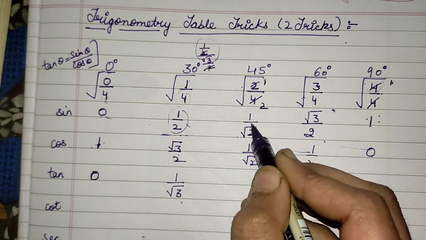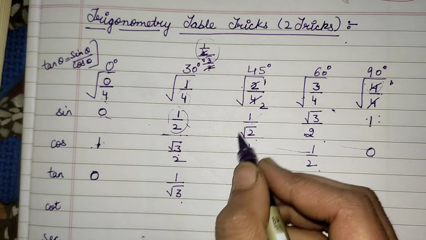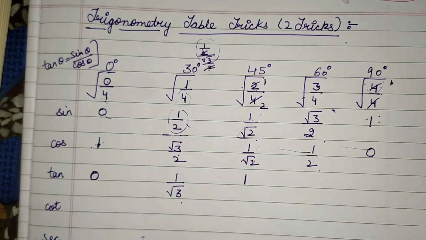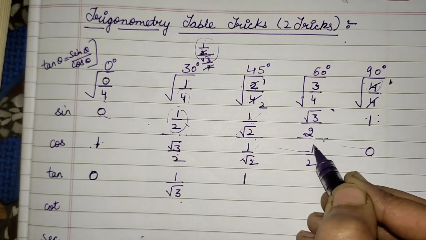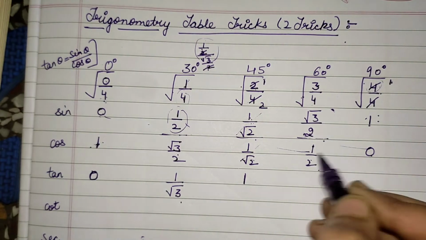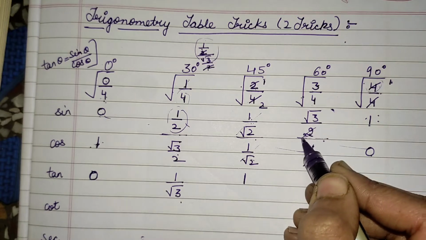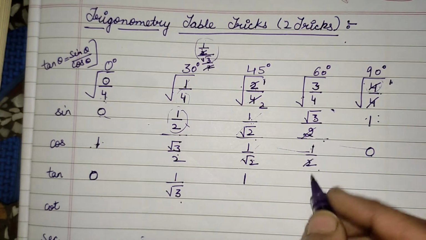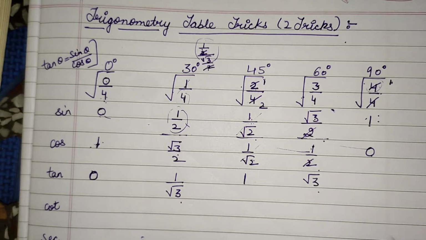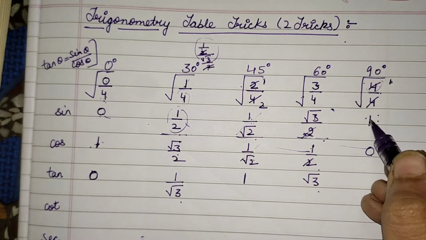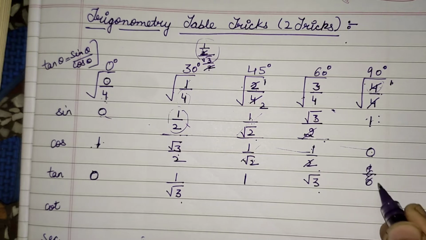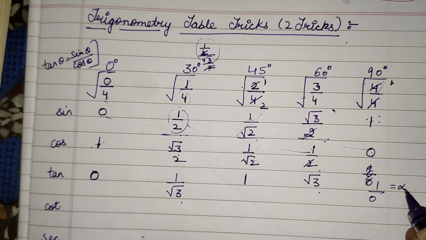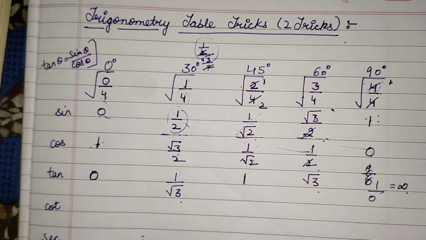For tan 45, 1 by root 2 is divided by 1 by root 2, so you will be left with 1 only. Next, root 3 by 2 is divided by 1 by 2. The 2 and 2 get cancelled out, and you will be left with only root 3. Next, 1 by 0, which is always infinity, means this term is not defined.